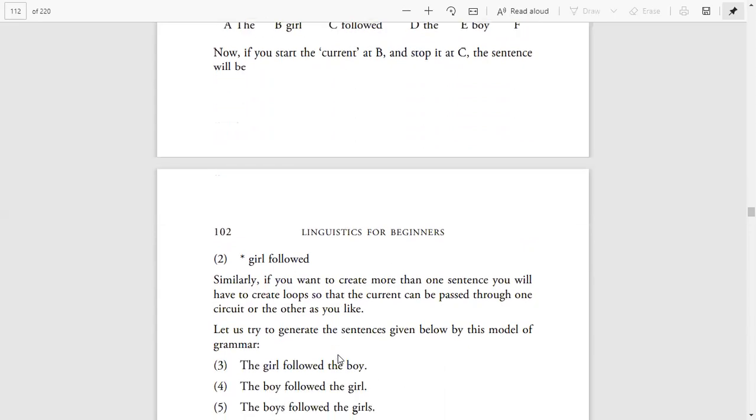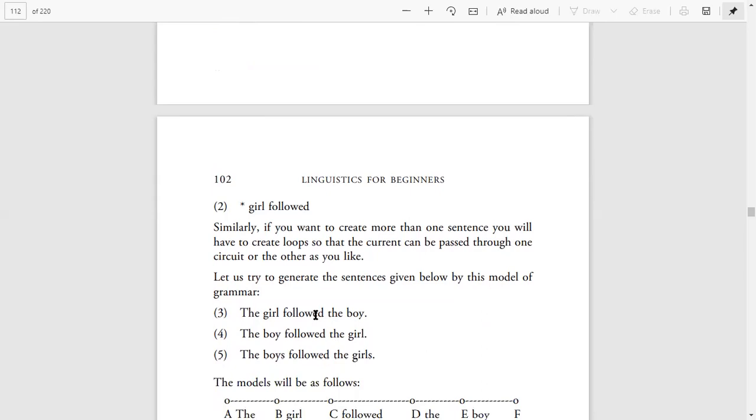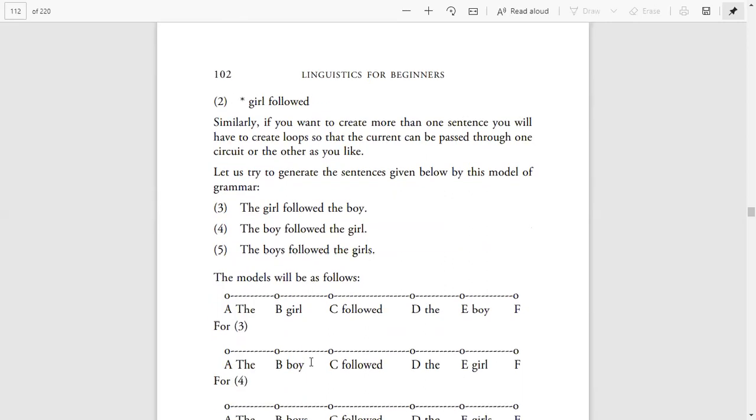Let us try to generate the sentences given below by this kind of model. So let us try some other sentences here. First one is the girl followed the boy, then the boy followed the girl, the boys followed the girls, etc. So what will the models be? The models will be as follows. Like the girl followed the boy.